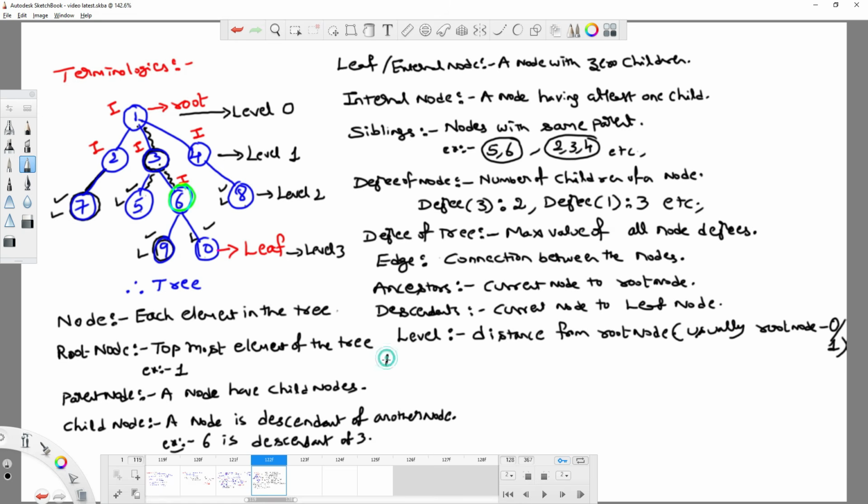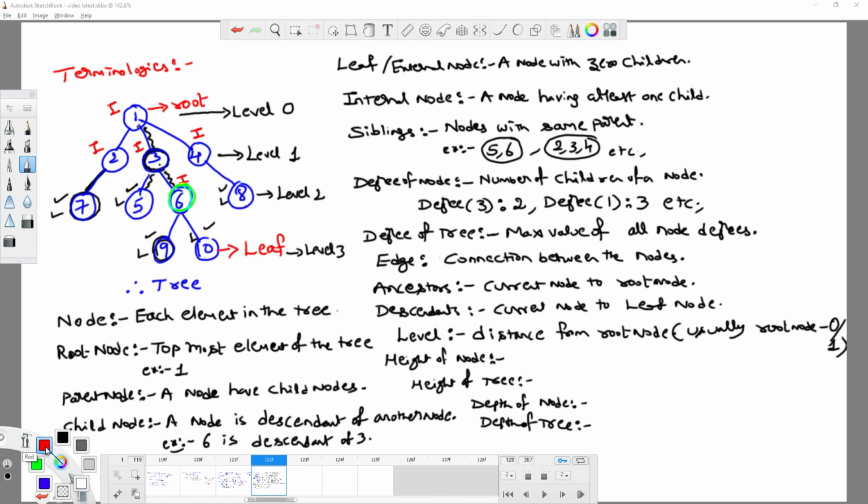Next, height of a node. Next we'll discuss height of tree. Then we'll go for depth of node and depth of tree. I just took them at the same time to avoid the confusion.